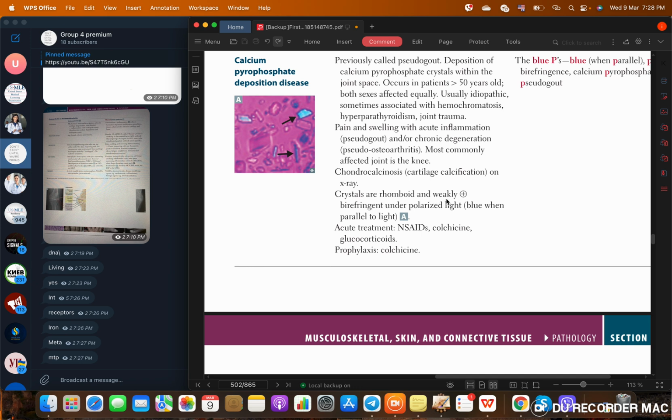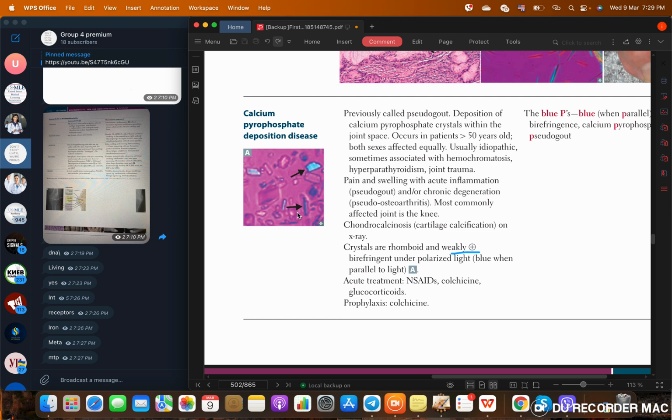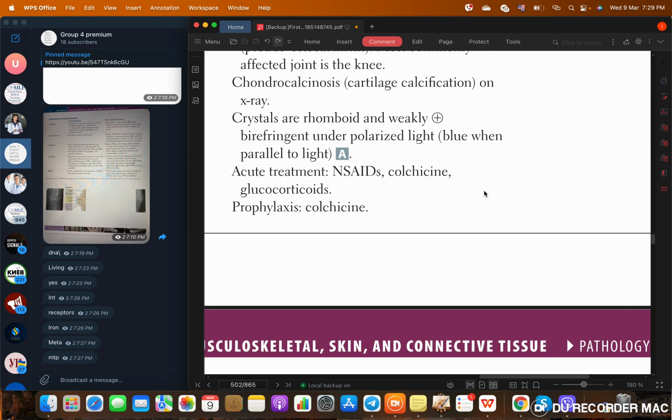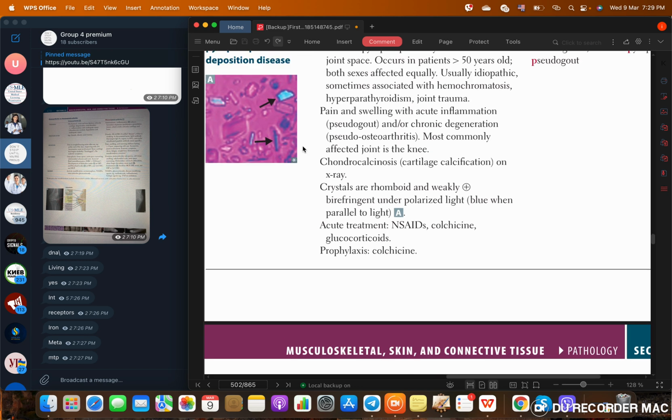Crystals are going to be rhomboid and weakly positively birefringent under polarized light, which means they are going to be blue when parallel to the light. Of course, they are not giving you the axis here, so that is completely useless. But can you see any yellow here? The answer is no. Because you cannot see any yellow, this is a pseudogout, not gout. In gout, you will have the yellow color. They write that crystals are rhomboid shaped and weakly positively birefringent. This is the rhomboid shape, by the way.